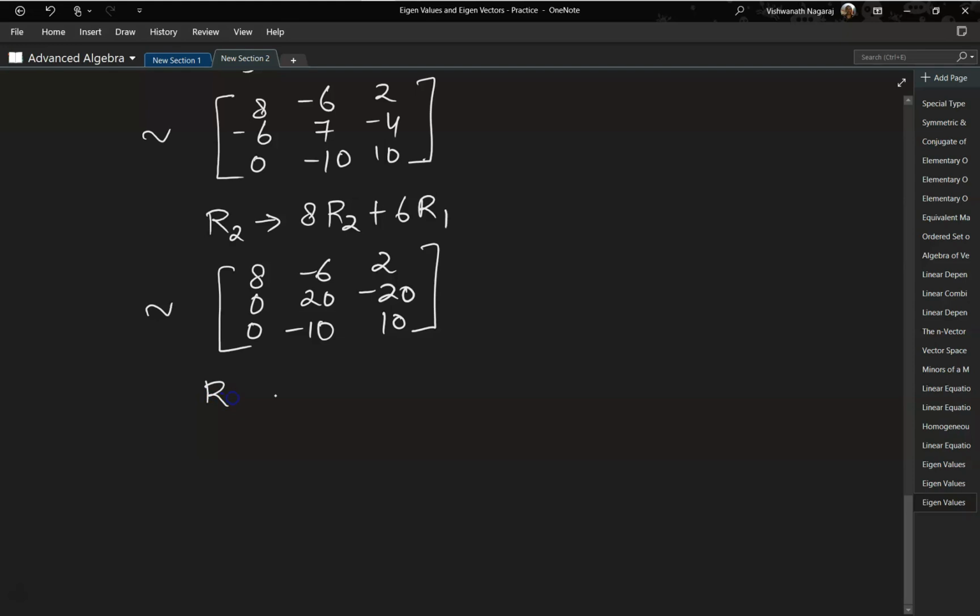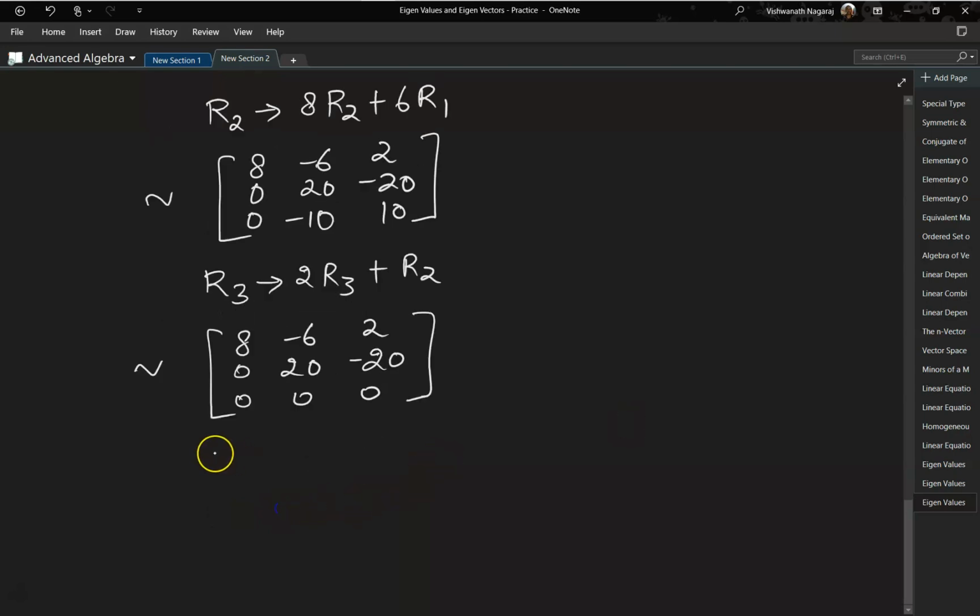Now we can take care of the third row. R3 goes to R3 plus R2. So the equivalent matrix would be 8, -6, 2; 0, 20, -20; 0, 0, 0. And what we can do now is divide R2 by 20.